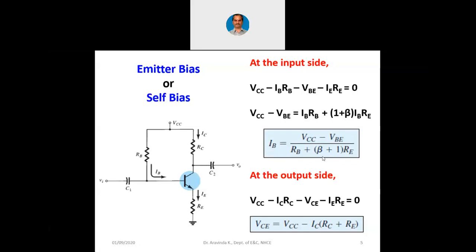Keep on telling IB equals VCC minus VBE divided by RB plus (1 plus beta) into RE. That is how I remember. Here it is given as beta plus 1, but beta plus 1 and 1 plus beta are one and the same. So IB equals VCC minus VBE divided by RB plus (1 plus beta) into RE, and VCE equals VCC minus IC into (RC plus RE). These two equations you remember. Now based on this, I will give you the exercise in the next slide.